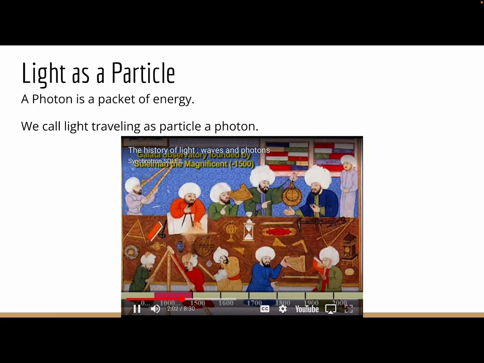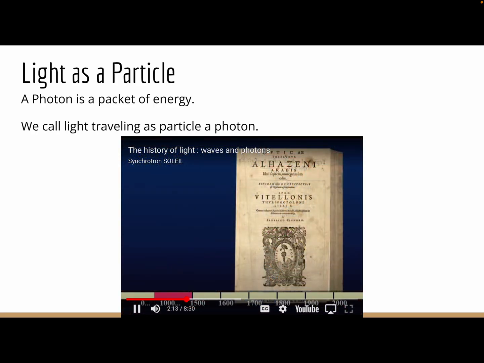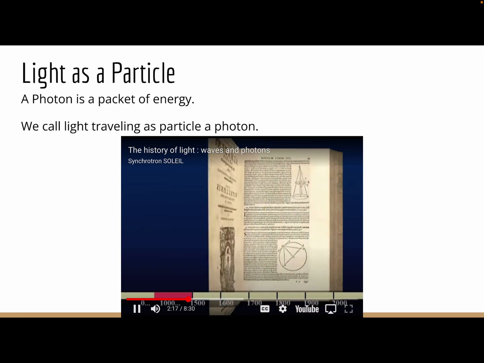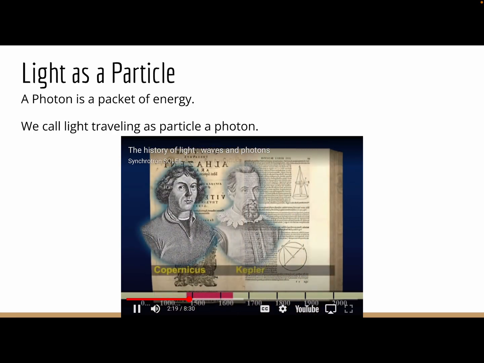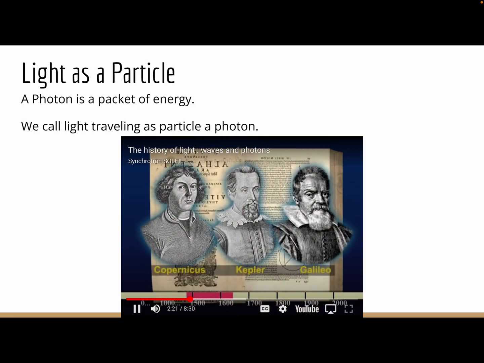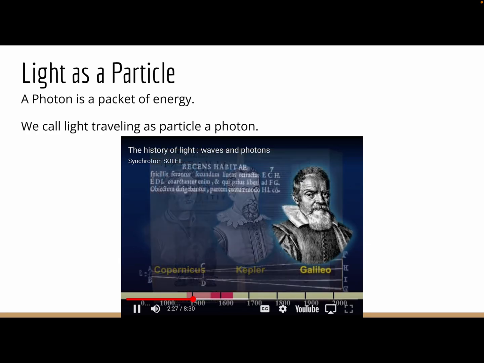Alhazen symbolized Arabic science at its apogee in the Middle Ages, a new science based on observation, experimentation, and measurement. His books were translated into Latin and circulated throughout Europe. Copernicus, Kepler, and Galileo read them and were inspired by them. As with many other areas, it was a renaissance for science.